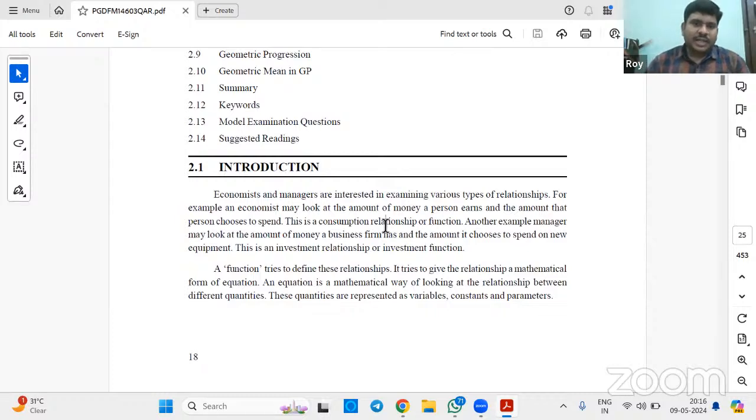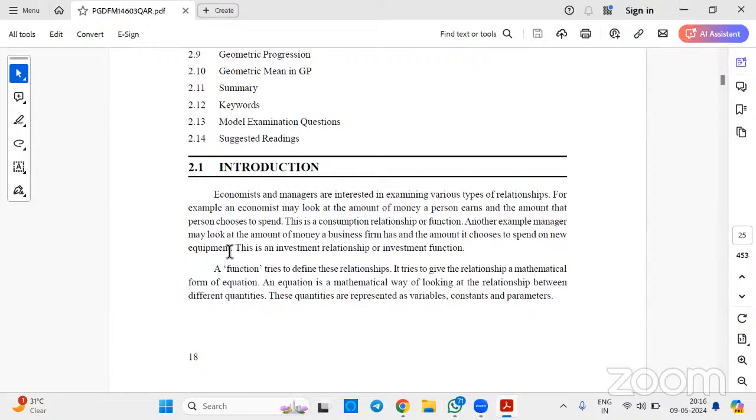Now, another example. Look at the amount of money a business firm has and the amount it chooses to spend on new equipment. I have a business. How much amount am I earning?